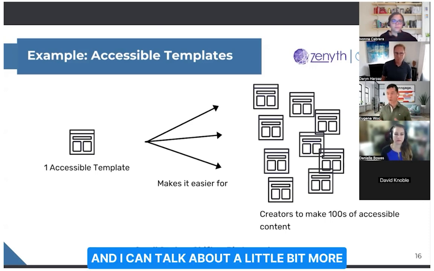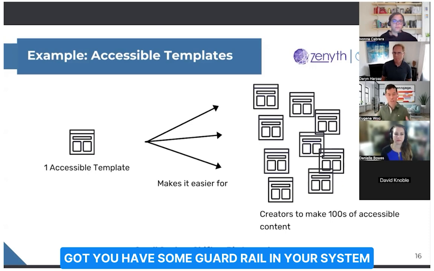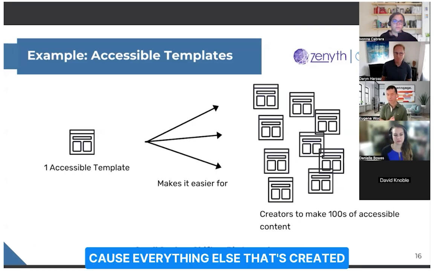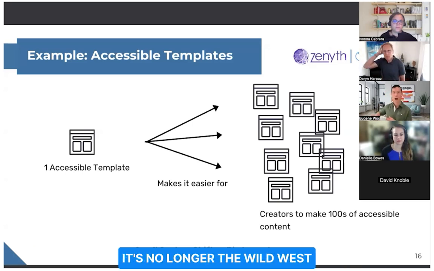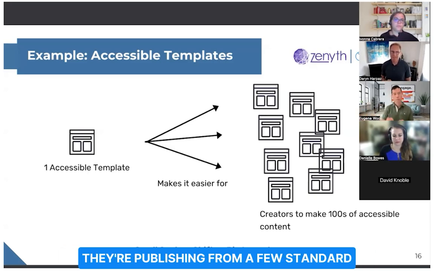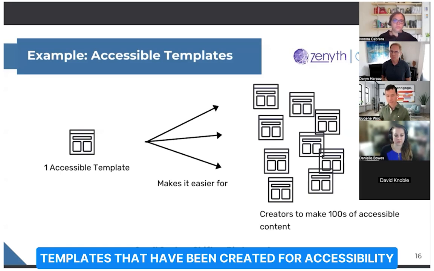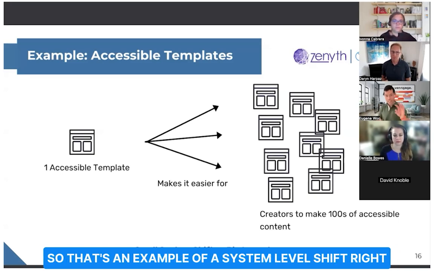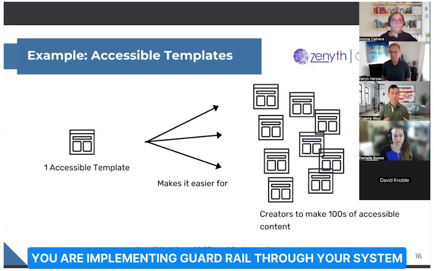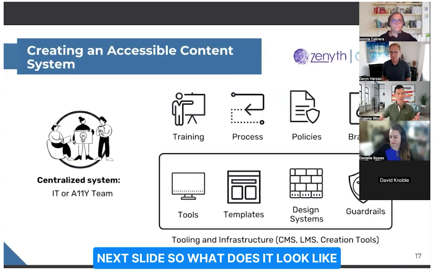And I can talk a little bit more. You have some guardrails in your system. Essentially, this small shift of creating one accessible template will have a huge impact, because for everything else that's created, it's no longer the Wild West where everyone can do whatever they want and publish whatever content they want. They're publishing from a few standard templates that have been created for accessibility. So that's an example of a system level shift, right? You're not just relying on people, you are implementing guardrails through your system.